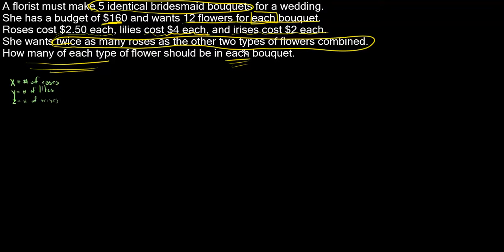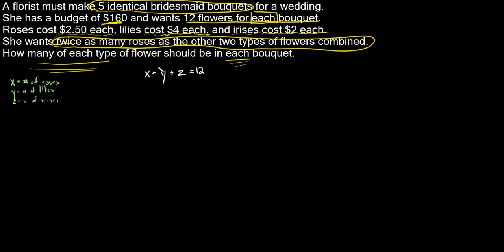Notice it's in each bouquet, because I'm going to have to do something in this particular case, since it's each bouquet and not all of them total. First things first, we want 12 flowers in each bouquet. So if I add the number of roses, lilies, and irises together, I should get 12 flowers: x + y + z = 12.